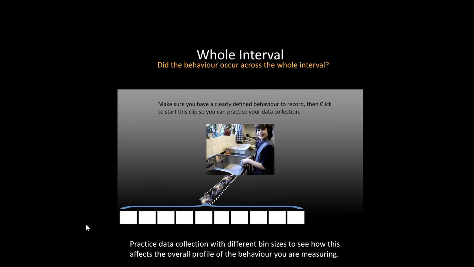In whole interval recording, the question is, did the behavior occur across the whole interval? Feel free to rewind the video to repeat the exercise if you haven't completed the exercise correctly the first time.